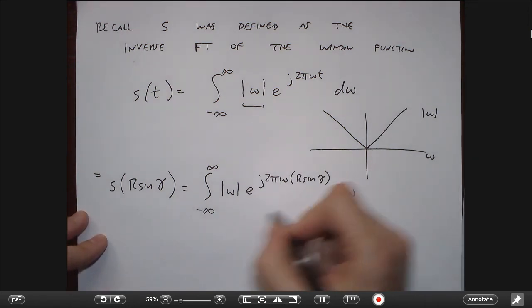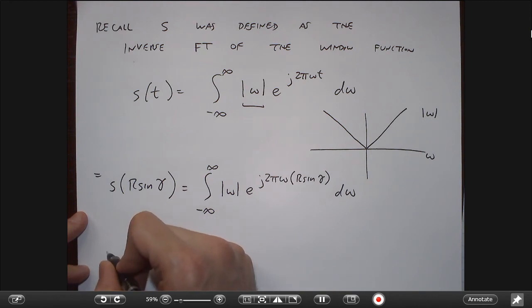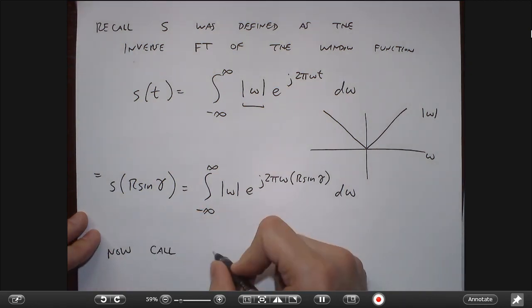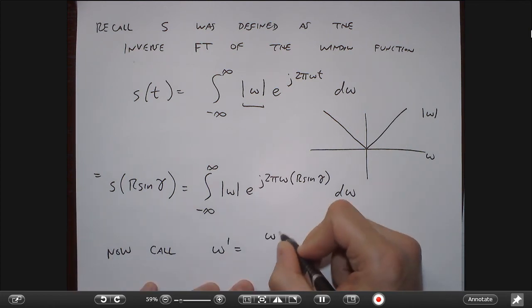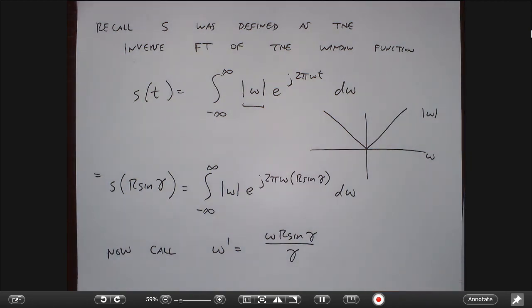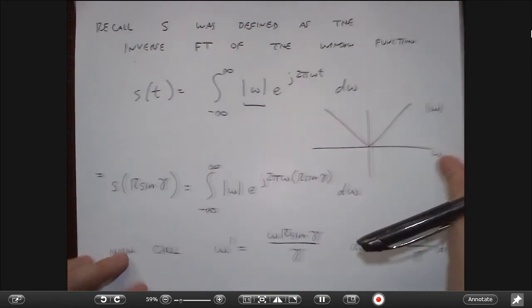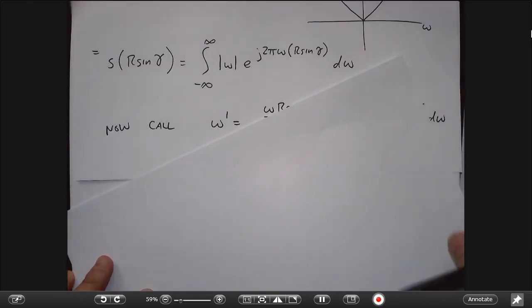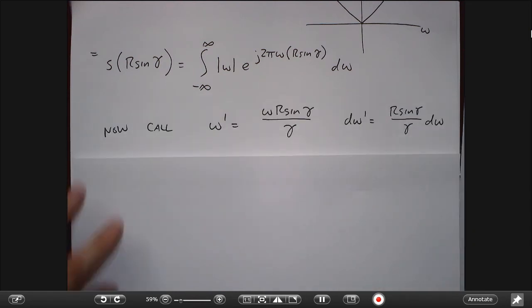And now I'm going to make a change of coordinates here to make my life a little bit easier. I'm going to now call omega prime equals omega r sine gamma over gamma. Okay, so this is kind of a weird change, but you'll see why it's useful in just a second. So that means that my d omega prime is going to be basically r sine gamma over gamma d omega. And that means that if I plug in things for omega prime, it sounds like a transformer. Sorry.